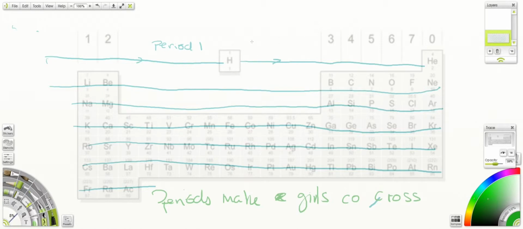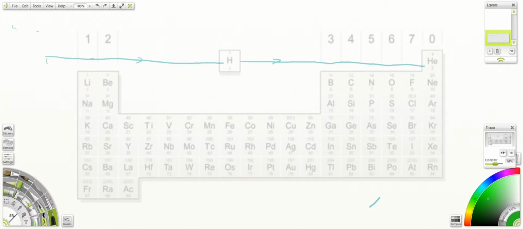Now, one thing I just want to mention is this one here, hydrogen. Now, this should be in group 1. So let's talk about groups first, and then I'll mention that later. So this one here is group 1. Now, you won't have these numbers in the exam paper, so this is a kind of periodic table. But this is group 1.